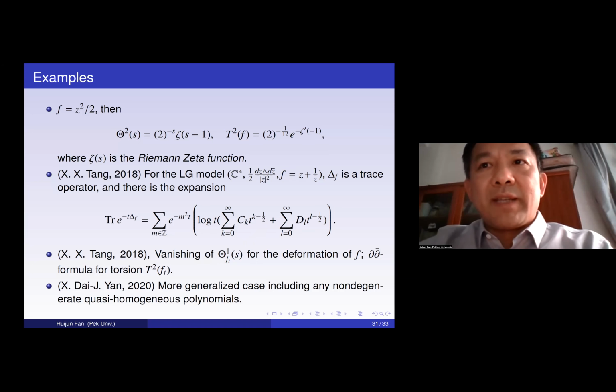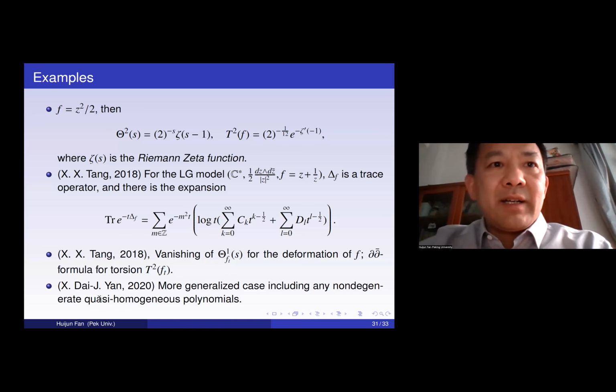And she can also get the ddbar formula for the torsion, T2. So you can consider the deformation of F, and you have Ft. And for this Ft, you have the torsion, right? So this is a function defined on the deformation space. And then you take the ddbar derivatives, which was proved to be equal to some Yukawa couplings.